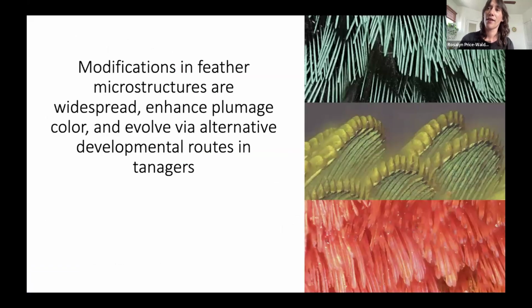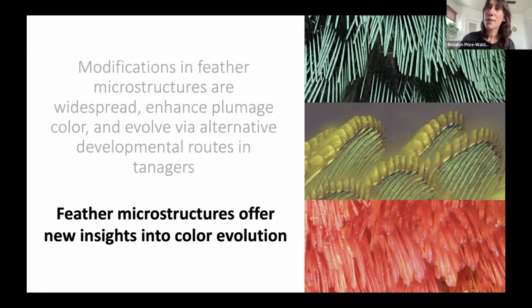So overall, what we found is that variation in feather microstructures is widespread and enhances plumage brightness and saturation. And both structurally colored and pigmented feathers have lost barbules in really different ways. This means that producing bright and saturated coloration often involves substantial modifications to the branching structure of feathers, which I think means that characterizing these microstructures broadly is really important if we want to understand the costs and constraints associated with the evolution of colorful signals in birds.